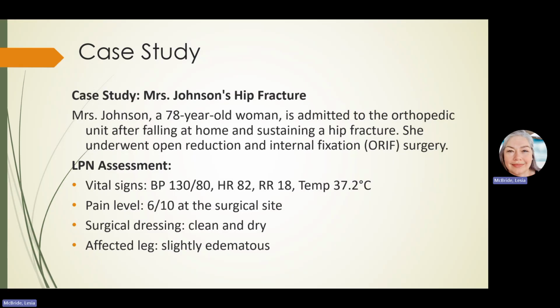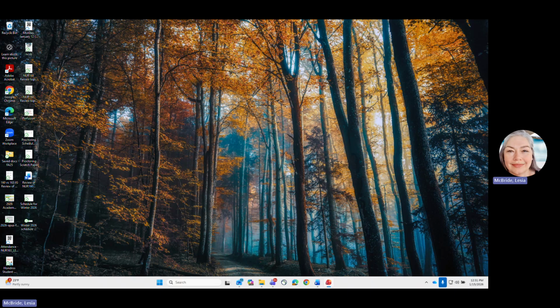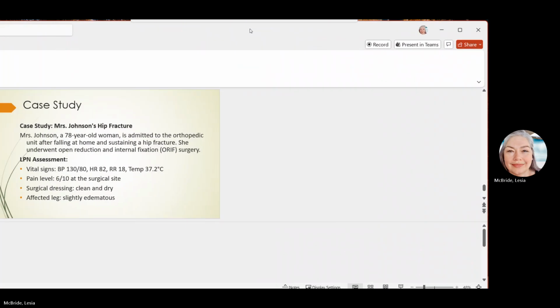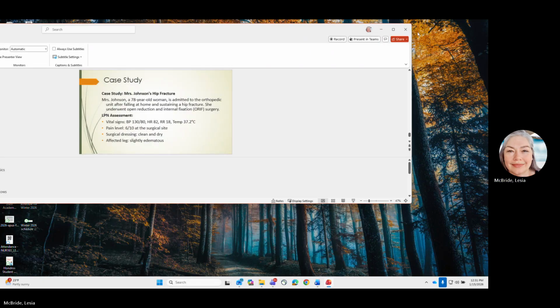So our interventions for our patient, I really would like for you to have seen this. So let me see here. Let me see if I can't pull this over. Yeah, we can do this.